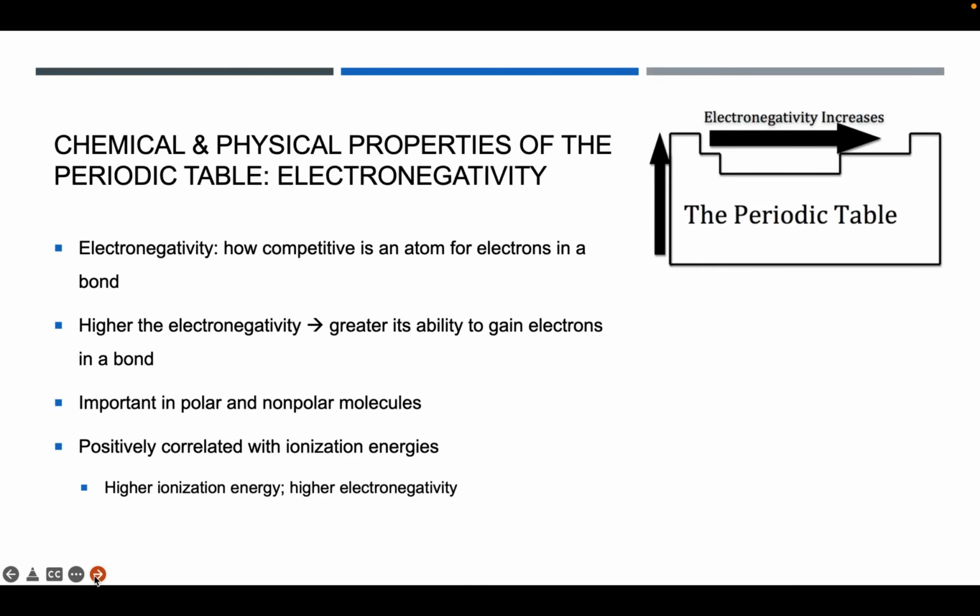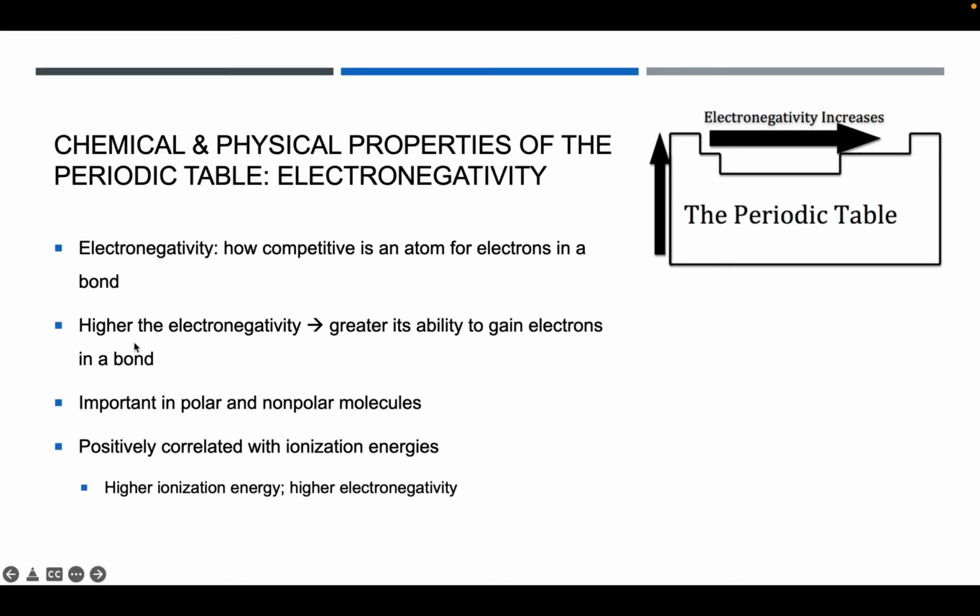Looking at electronegativity, I introduced this and mentioned it in the earlier example with oxygen being more electronegative than hydrogen. So electronegativity is how competitive an atom is for electrons in a bond. I always remember this one as some people being more competitive than others. For example, I'm a very competitive person, whereas some of my family members are not. So you can think of the atoms as these people. However, they're not actually people, but it's helpful to remember it that way.